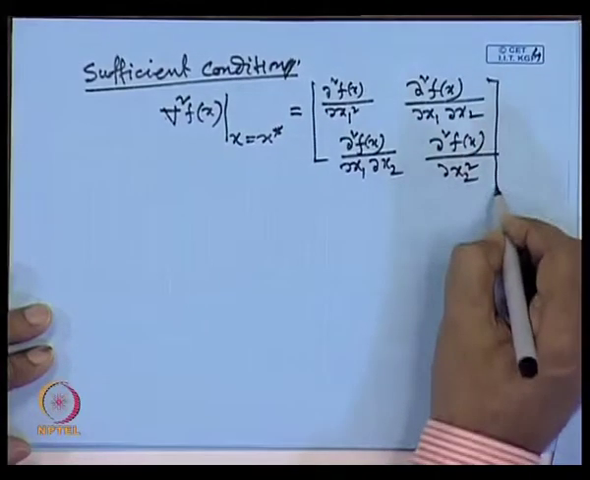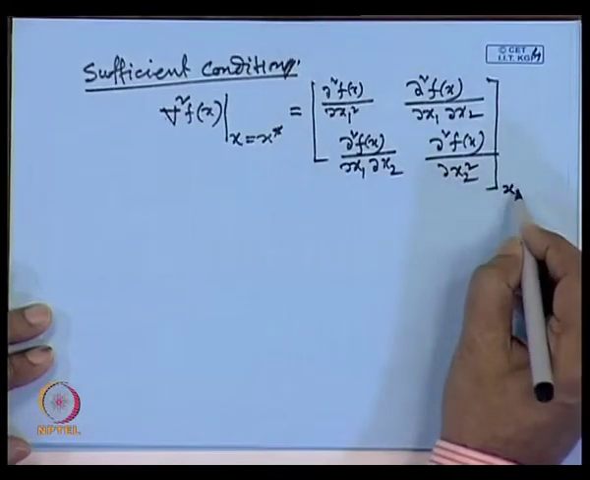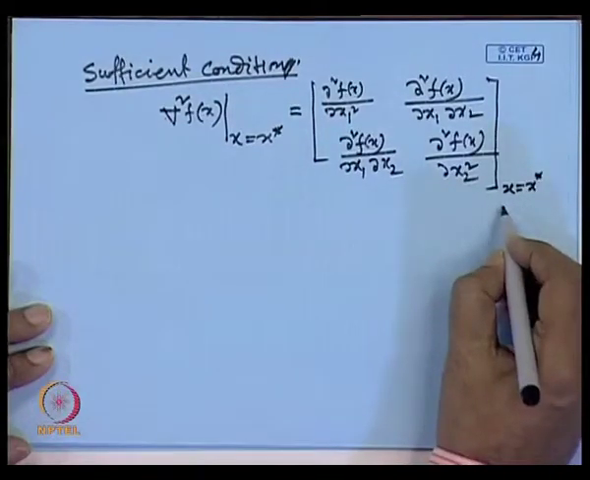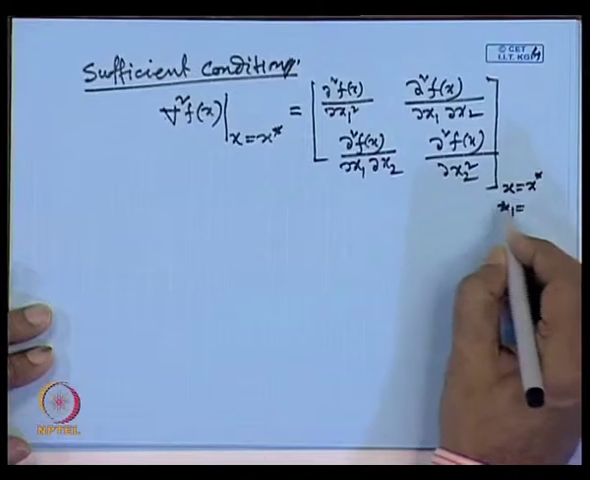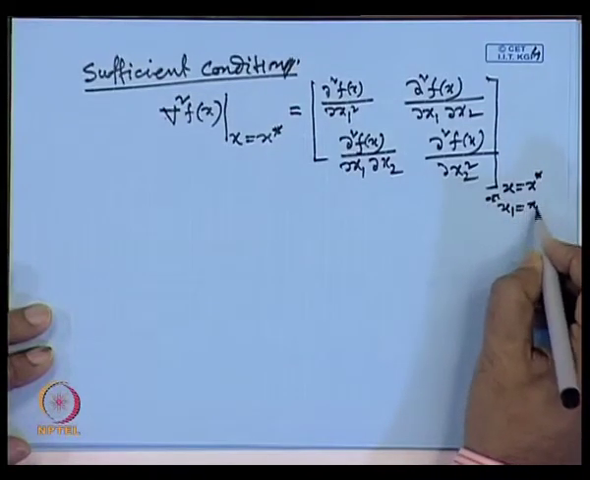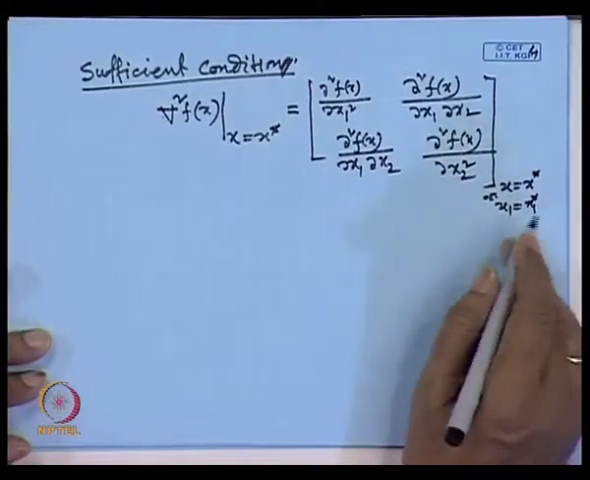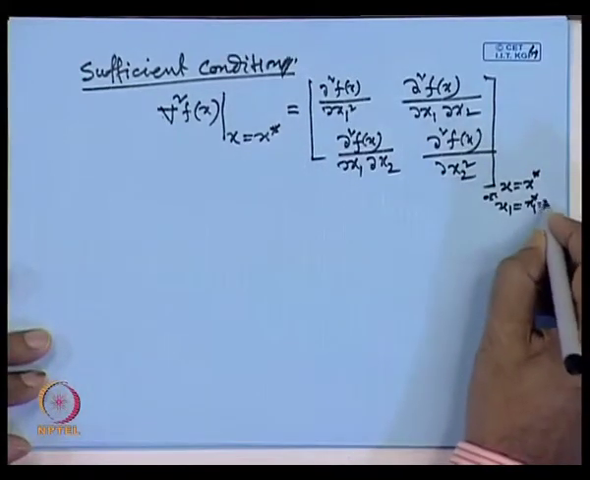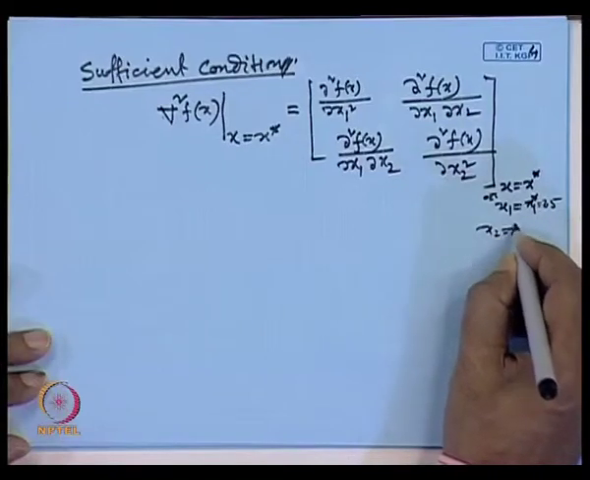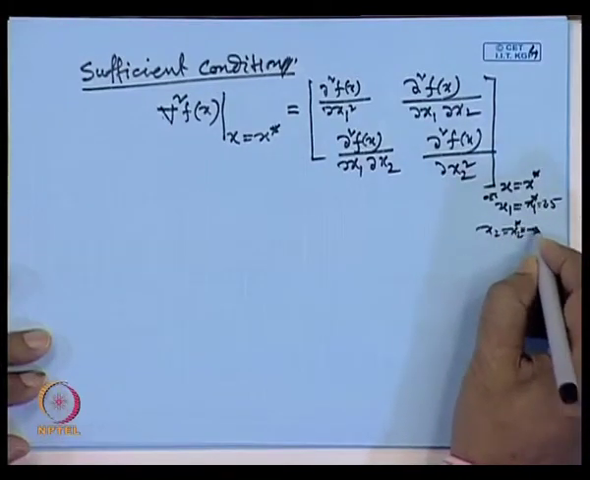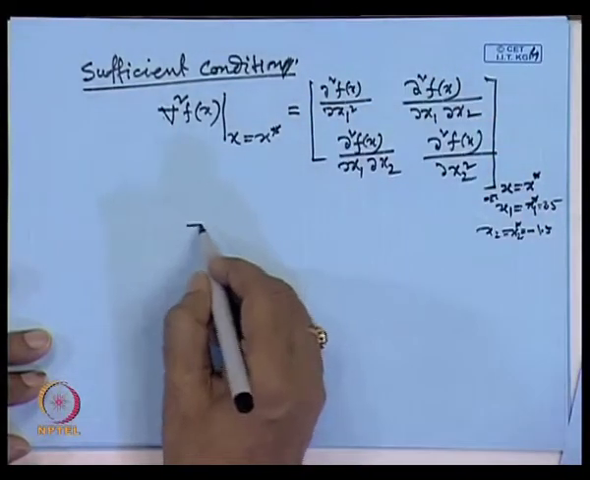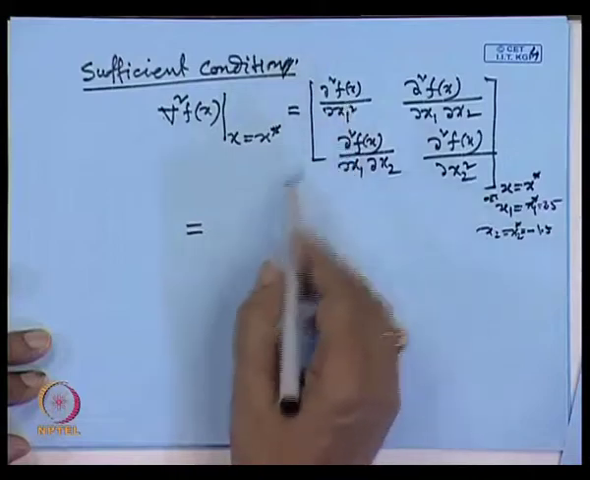So, this value you evaluate at x equal to x star. In our case, x 1 is equal to x 1 star, which we got as 2.5, and x 2 is equal to x 2 star, which we got as minus 1.5. So, put these values in.